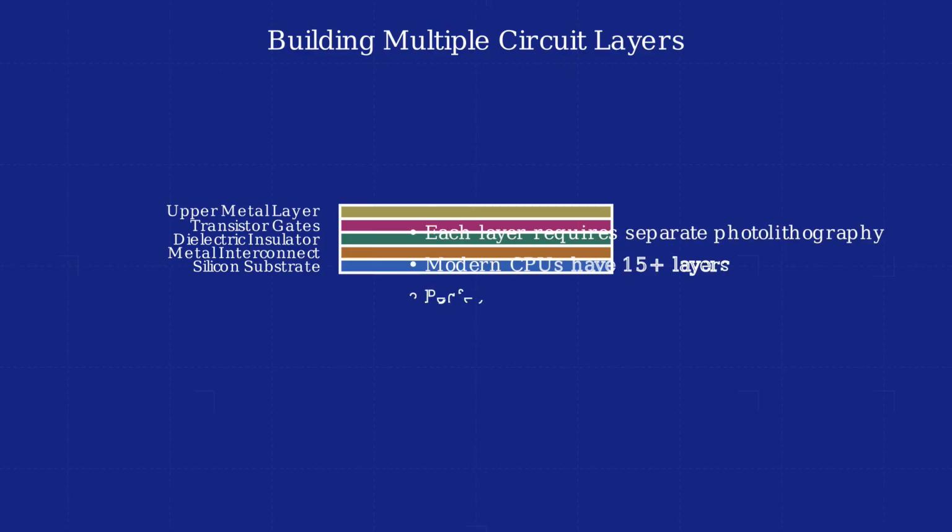Modern CPUs can have more than 15 layers of circuitry. Each layer must align perfectly with the ones below it, with precision measured in nanometers.